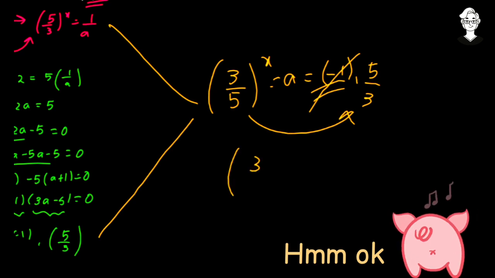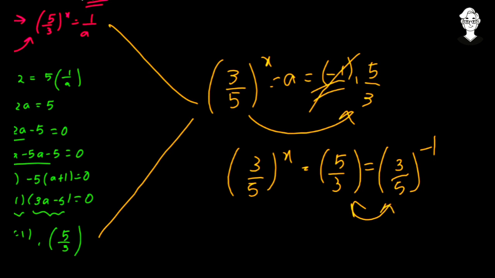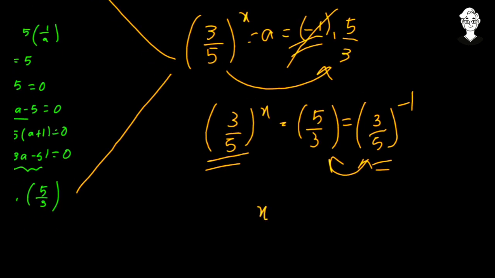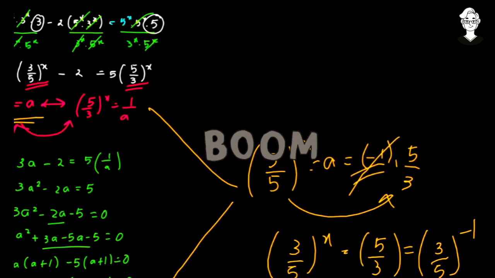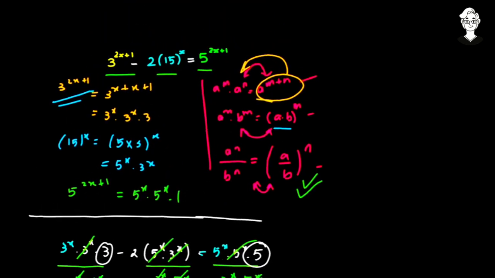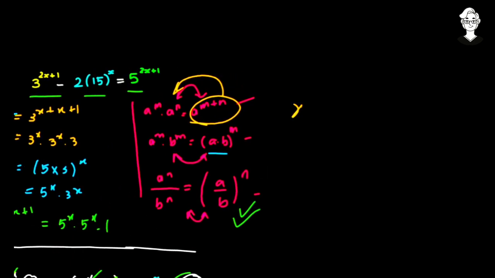So we have that (3/5) to the power x is equal to 5 upon 3, and 5 upon 3 is nothing but (3/5) to the power negative 1. It's the reciprocal. 3 upon 5 reciprocal form is (3/5) to the power negative 1. Now comparing this and this, we have that x is equal to negative 1, and that's our answer. x is equal to negative 1 would satisfy this equation, that 3 to the power 2x plus 1 minus 2 times 15 to the power x is equal to 5 times 2x plus 1, and x is equal to negative 1 would satisfy this equation.